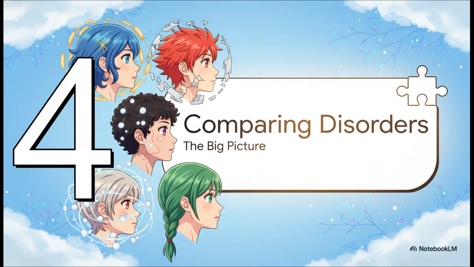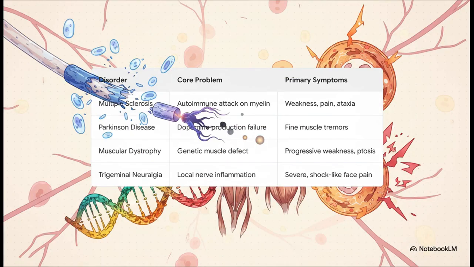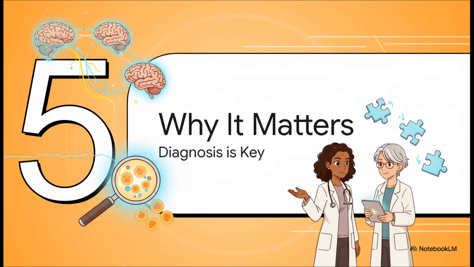Okay, so we've looked at them individually. Now let's pull the camera back and see the whole big picture. We're going to put all four of these conditions right next to each other. Yeah, this chart really lays it all out, doesn't it? It makes the differences just crystal clear. Just look down that core problem column. What do you see? Four completely different origins. You've got an autoimmune attack, a factory production failure, a genetic blueprint defect, and a localized physical irritation. And of course, because the root causes are so different, it makes total sense that they lead to very different sets of symptoms.